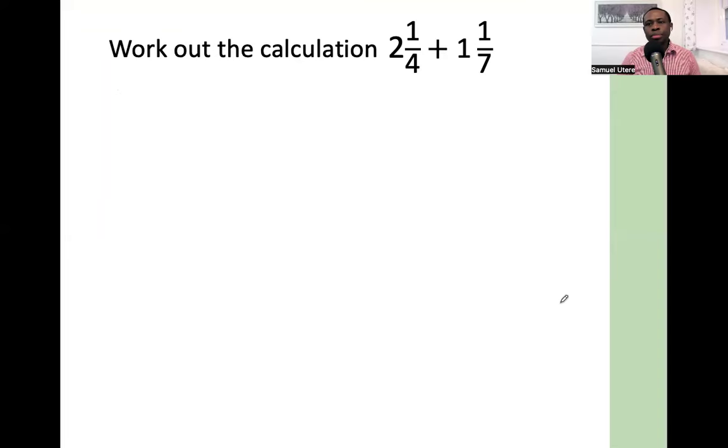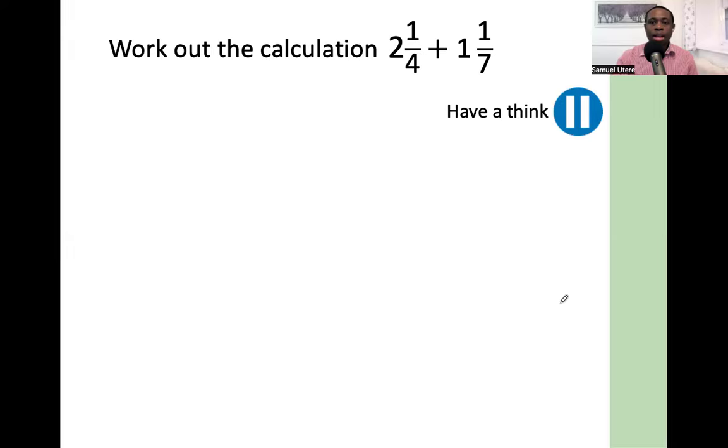Okay. So we have been using models to answer questions. In this second part of the lesson, for the first example, we won't be using models. The whole aim is for us to get used to being able to do fractions without necessarily using the models. So we can do it using an abstract method. So we have 2 1/4 plus 1 1/7. How would you approach this problem?